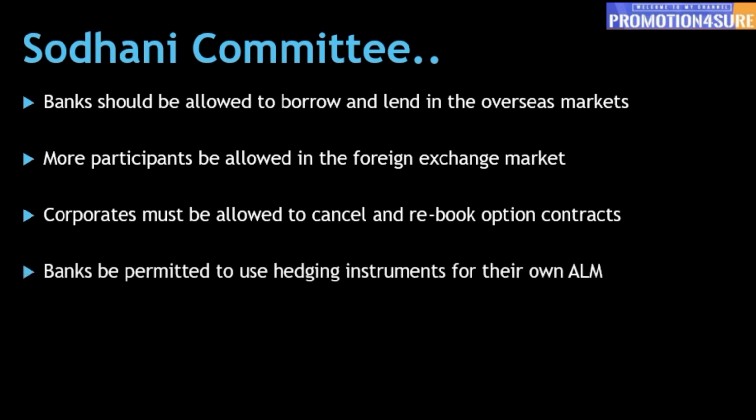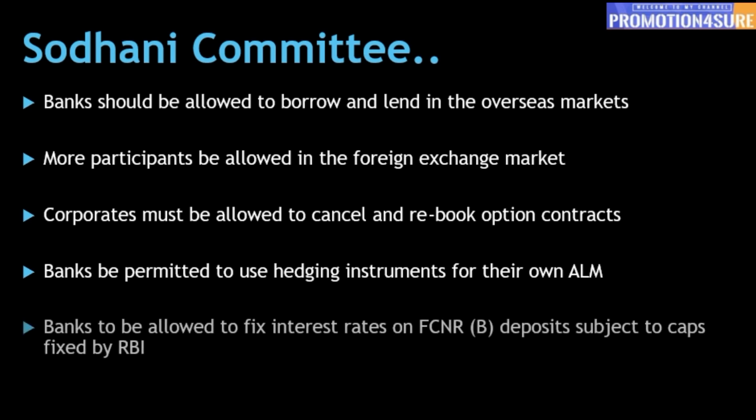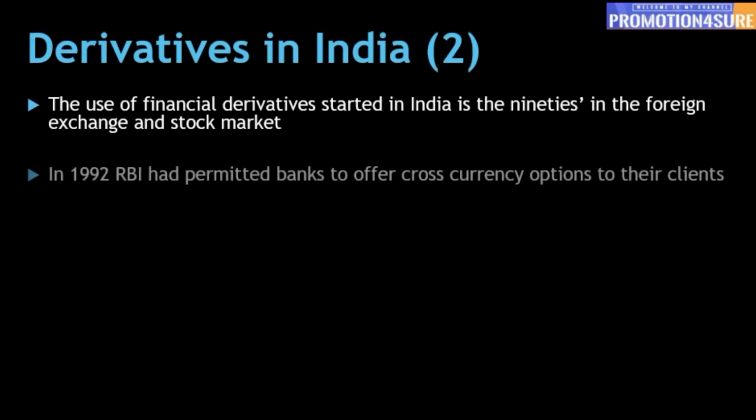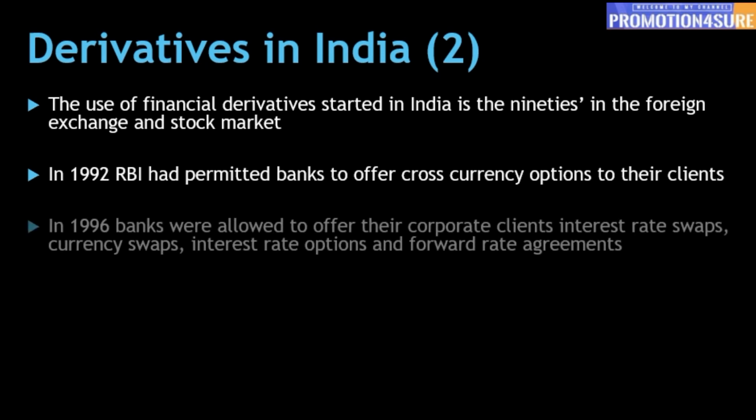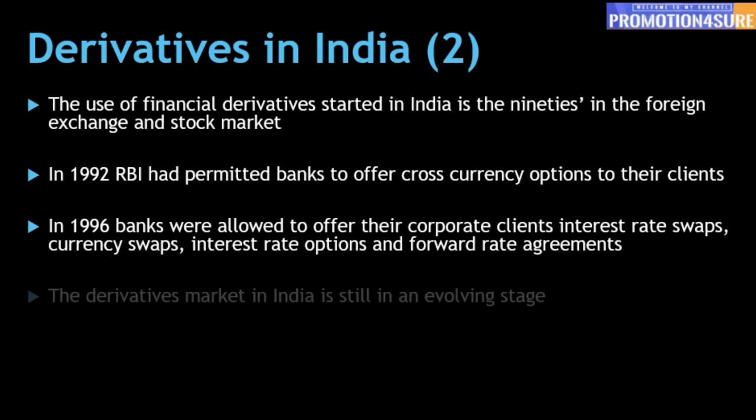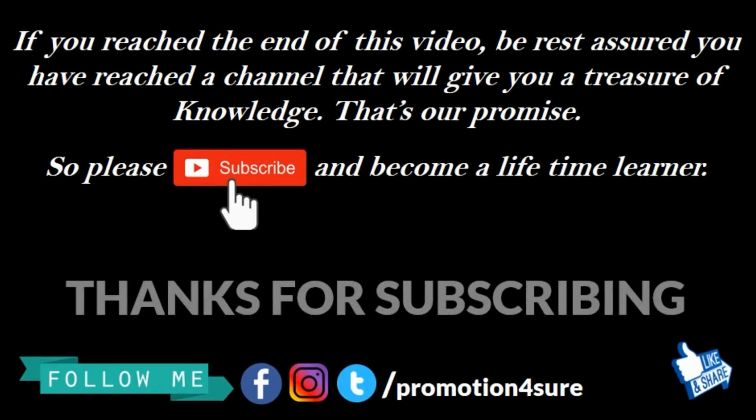Corporates must be allowed to cancel and rebook option contracts. Banks may be permitted to use the hedging instruments for their own ALM. Banks to be allowed to fix interest rates on FCNR deposits subject to caps fixed by RBI. The use of financial derivatives started in India in the 90s, in the foreign exchange and stock market in 1992. RBI had permitted banks to offer cross currency options to the clients. In 1996, banks were allowed to offer their corporate clients interest rate swaps, currency swaps, interest rate options, and forward rate agreements. The derivatives market in India is still in an evolving stage.